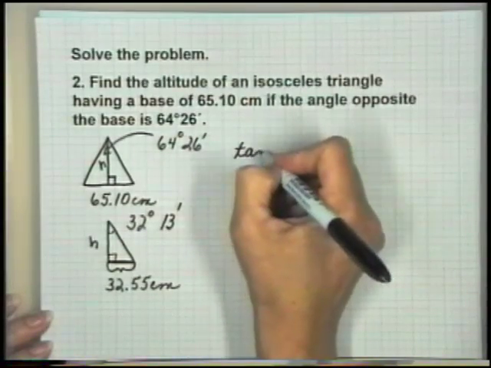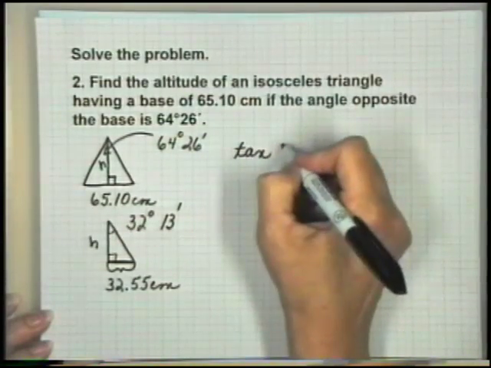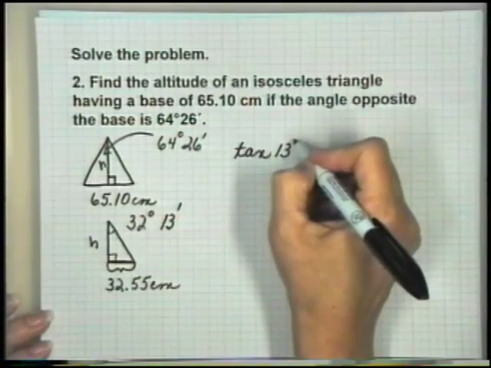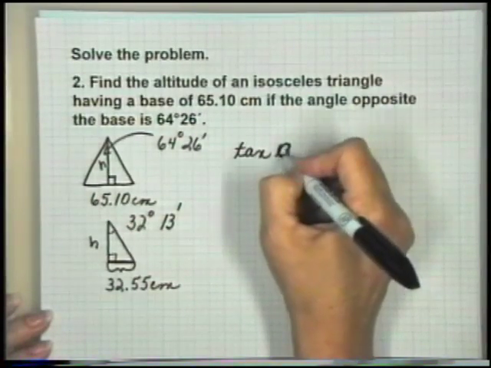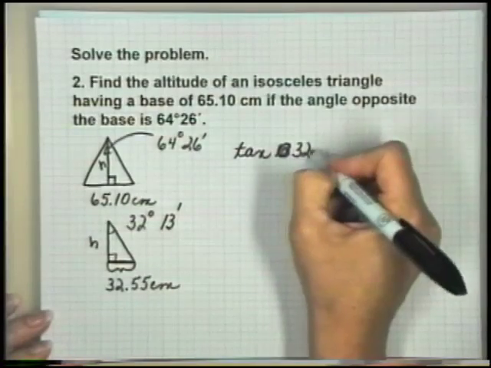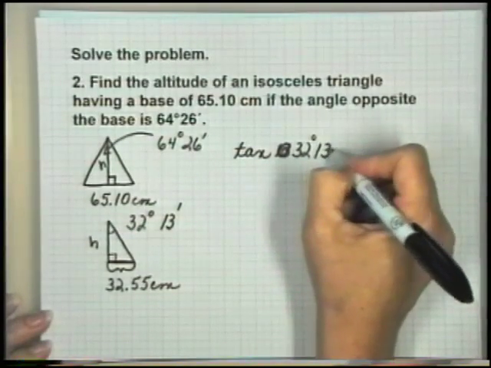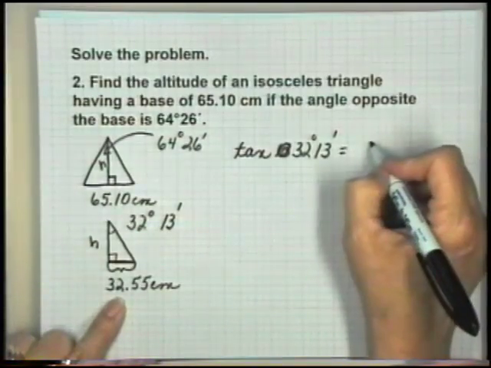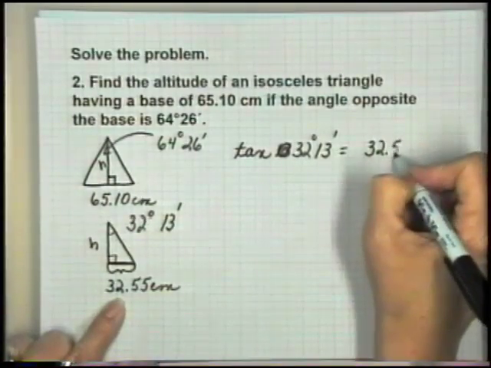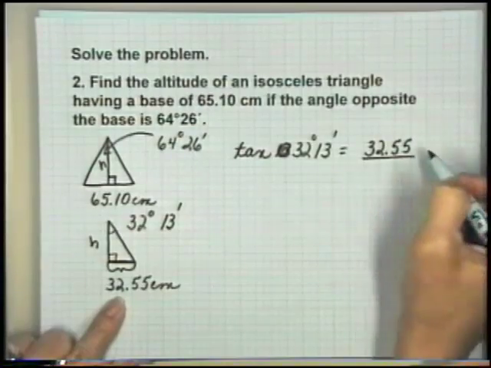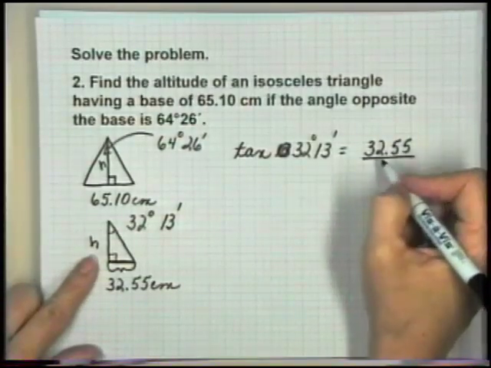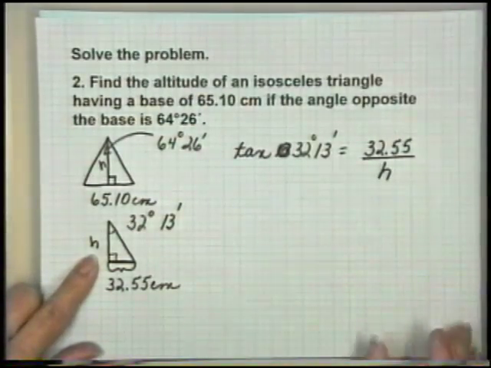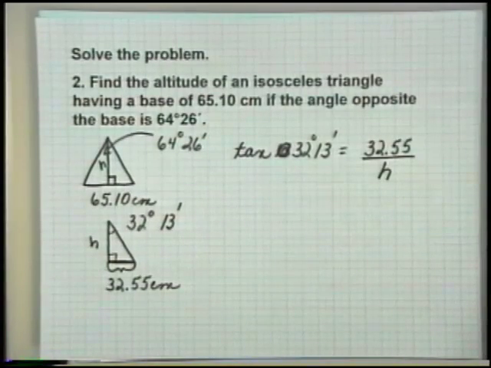So let's set up our equation. The tangent of 32 degrees, 13 minutes equals the length of the opposite side, which is 32.55 centimeters, divided by the length of the adjacent side, which is H. Now we want to solve this for H.